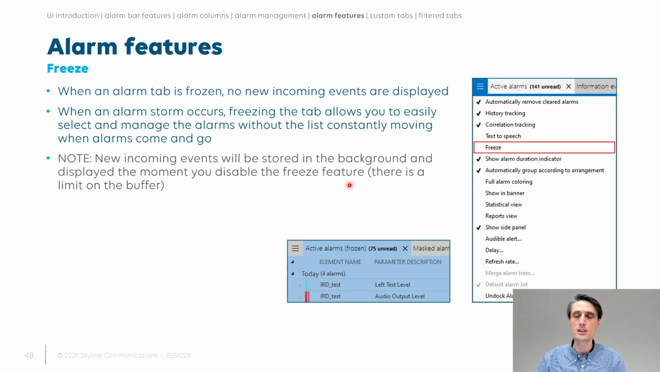And if you unfreeze again, it will immediately process all the updates and give you back an up-to-date view on the actual alarm state. It's clearly indicated again with the blue background and the frozen in the header that you are not looking at all your active alarms newly updated, but a frozen one.